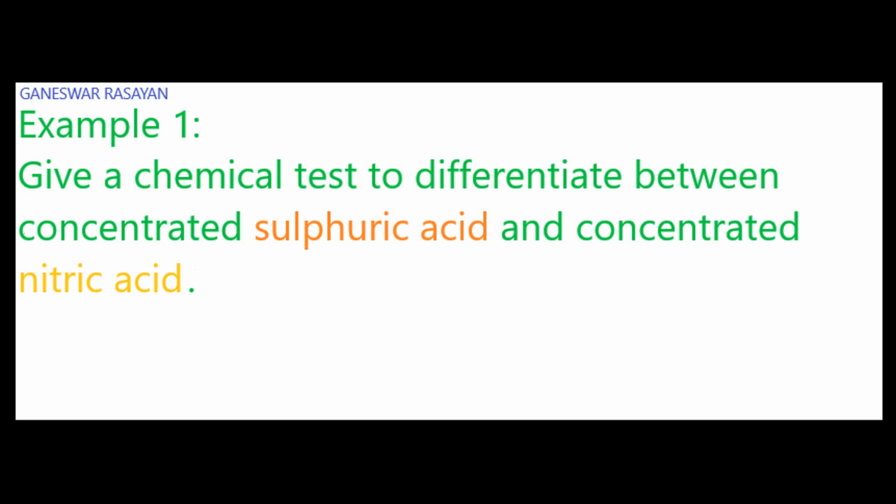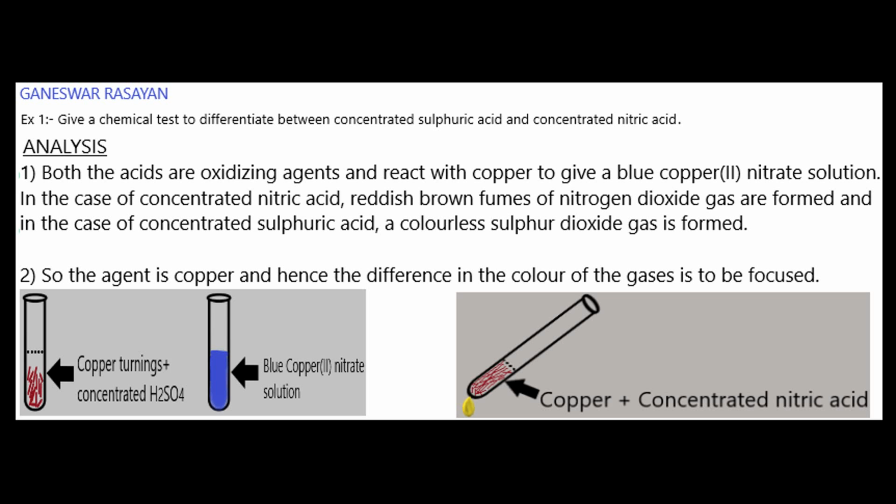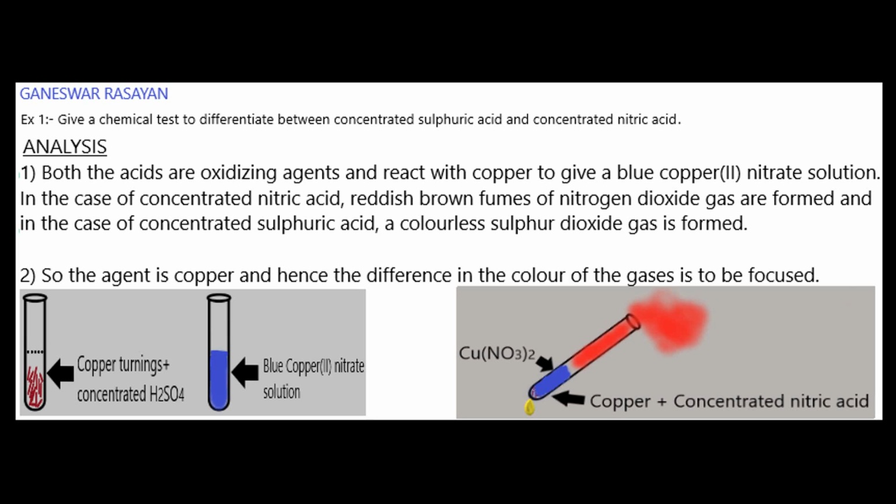Example 1 is: give a chemical test to differentiate between concentrated sulfuric acid and concentrated nitric acid. Analysis: both the acids are oxidizing agents and react with copper to give a blue copper-2 solution. In the case of concentrated nitric acid, reddish-brown fumes of nitrogen dioxide gas are formed, and in the case of concentrated sulfuric acid, a colorless sulfur dioxide gas is formed. So the agent is copper, and hence the difference in the color of the gases is to be focused.